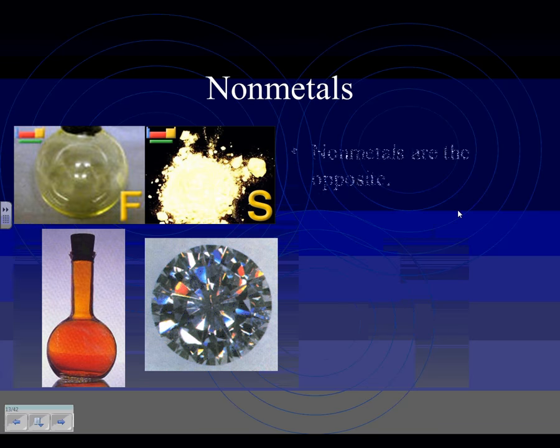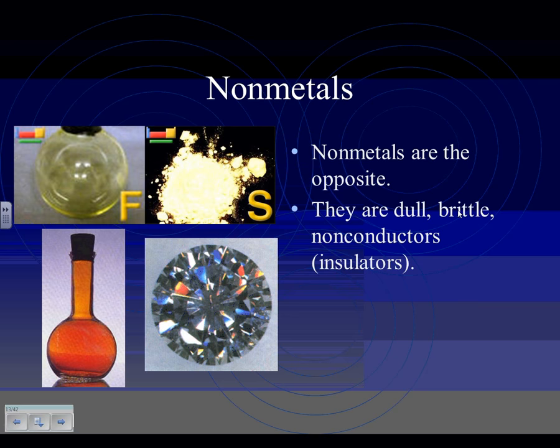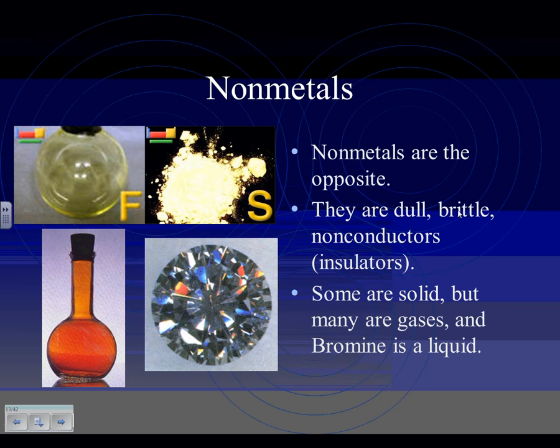Now, when we look at the group of nonmetals, they're pretty much the exact opposite. They're dull, they're brittle, and they're not good conductors. And while some are solid, many of them are gases, and bromine is actually a liquid.